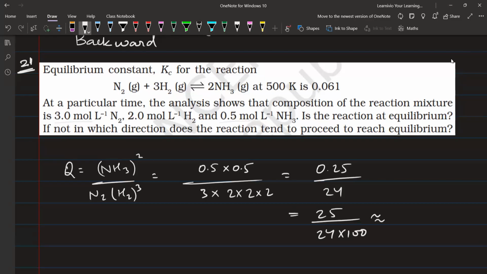So this will be approximately equal to, I can cancel these two, 0.01. And K is equal to 0.061. And Q is equal to 0.01. So K is greater. So the reaction will go forward.